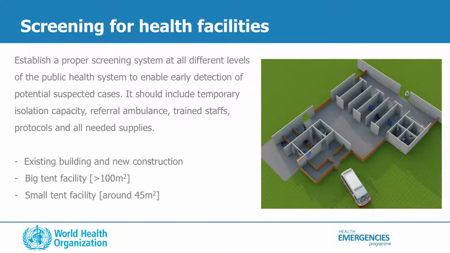To facilitate the early identification of cases, establish a proper screening system at all different levels of a public health system to enable early detection of potential suspected cases. It should include temporary isolation capacity, referral ambulance, trained staff, protocols, and all needed supplies. Screening area can be set up in existing facilities, built as new construction, or using semi-permanent structures such as tents of different sizes.